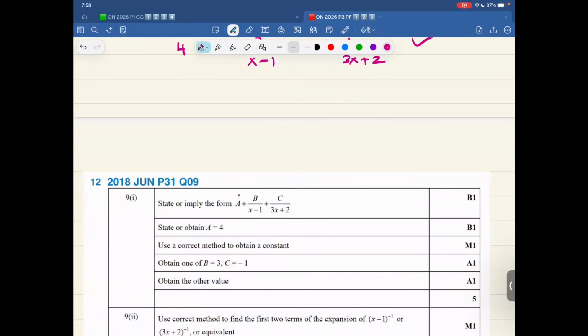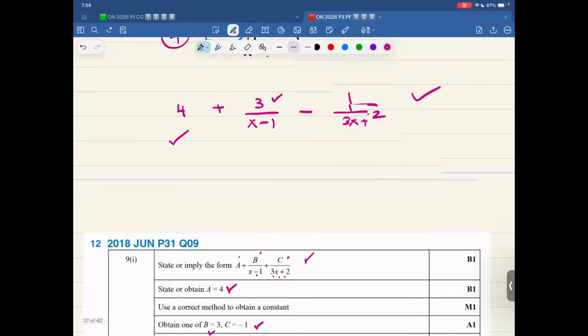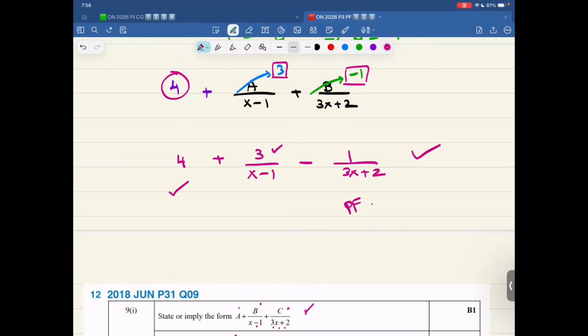They have written it like a plus b over x minus 1, and this is c over 3x plus 2. A is 4, perfect. B is 3, perfect. C is minus 1, perfect. The names that they use, PQRS, ABC, KLM, it doesn't make a difference. So that's how we complete partial fractions.